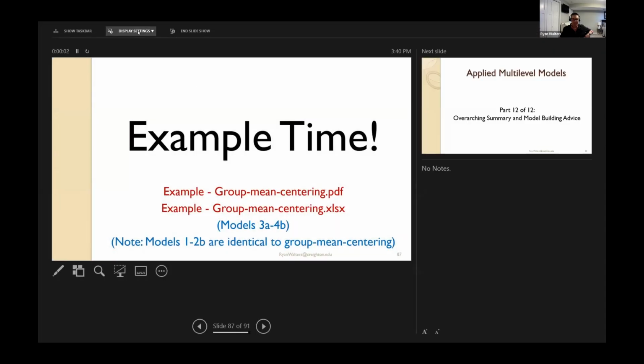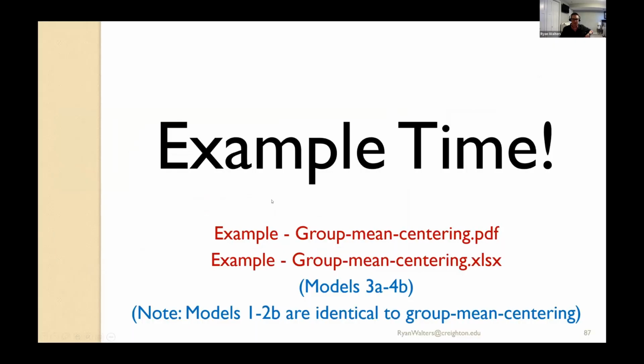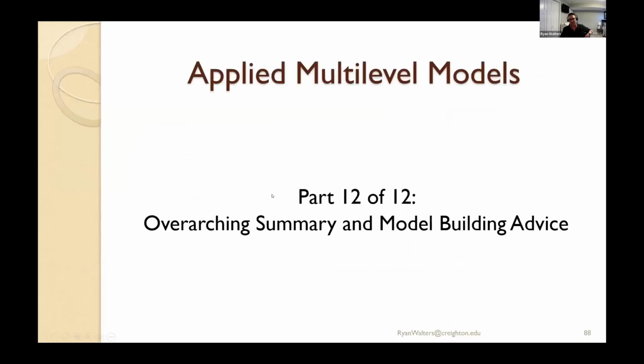So the last thing I want to talk about is an overarching summary and some model building advice.